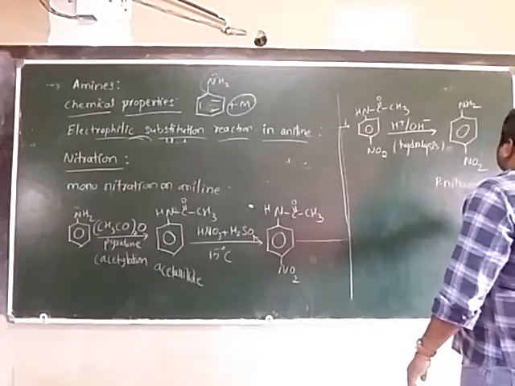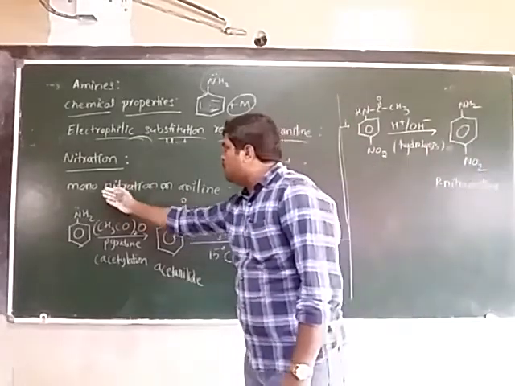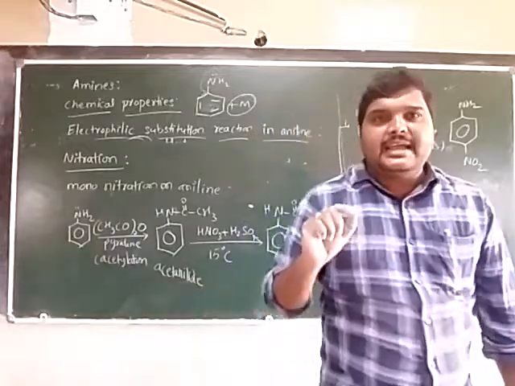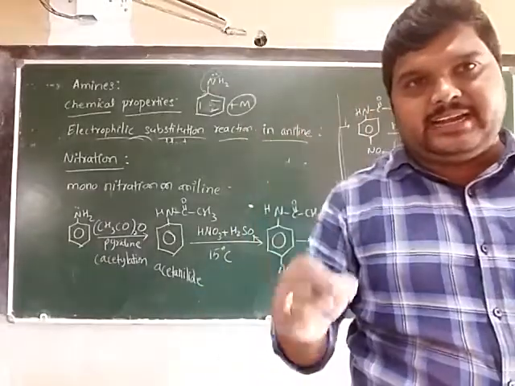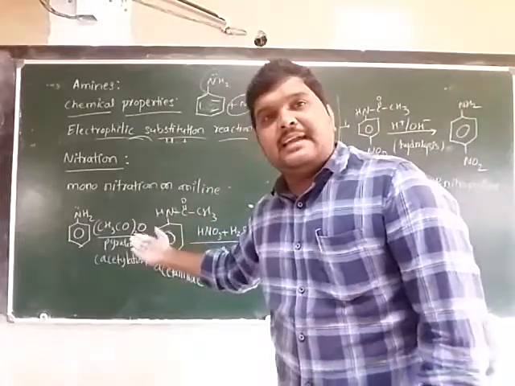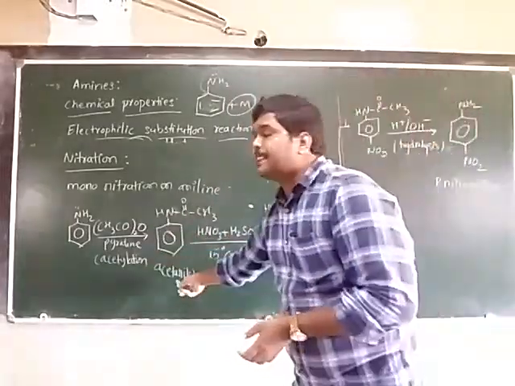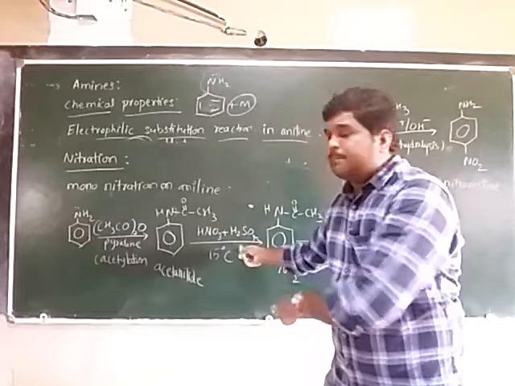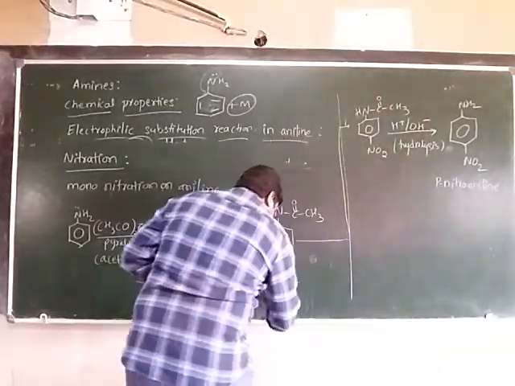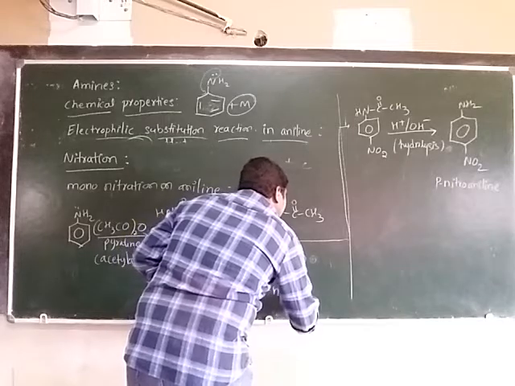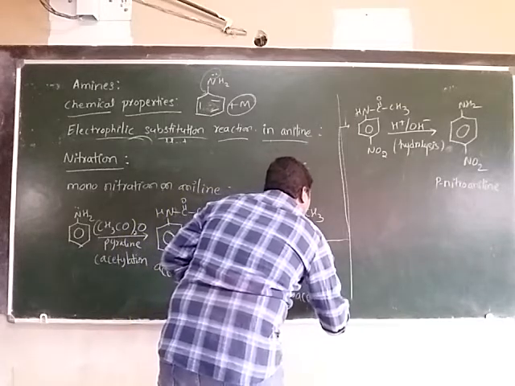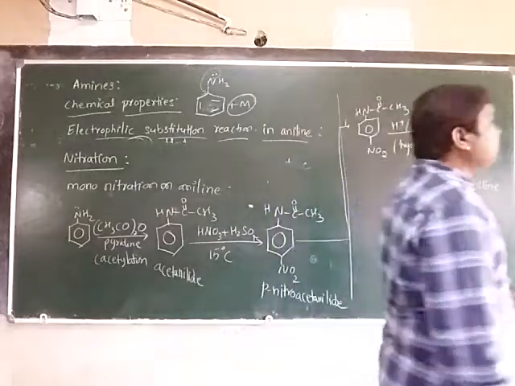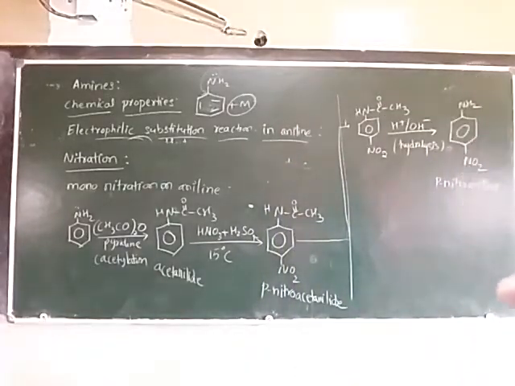para-nitroaniline. So once again, mononitration on aniline: when aniline reacts with acetic anhydride in the presence of pyridine, it undergoes acetylation and forms acetanilide. This acetanilide reacts with the nitration mixture and forms para-nitroacetanilide. This para-nitroacetanilide undergoes hydrolysis and leads to the formation of para-nitroaniline. This is the nitration.